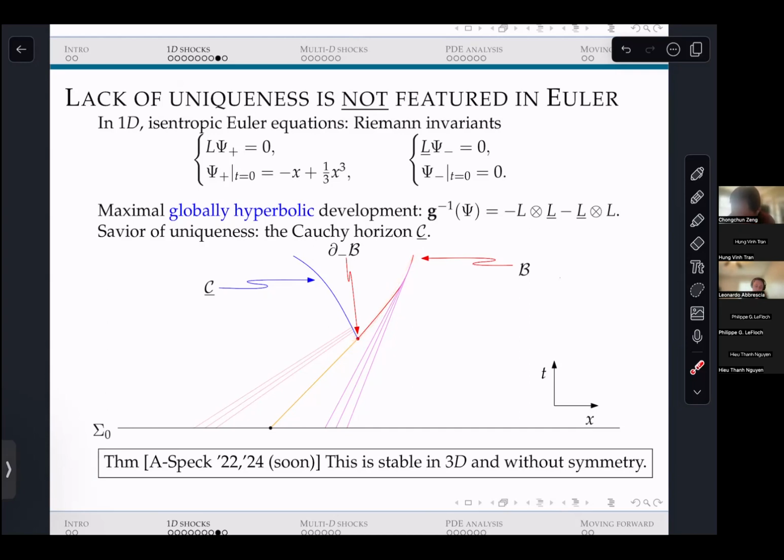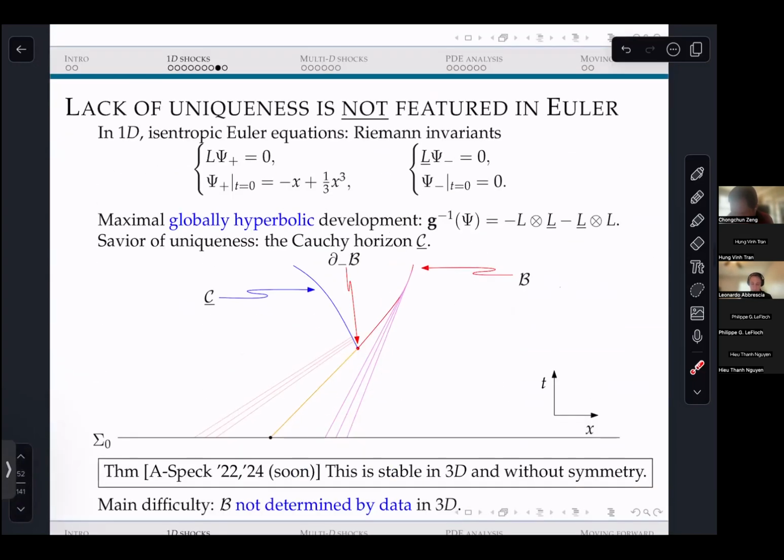We have not finished, but are working very hard to finish the construction of the Cauchy horizon. There are more delicate issues that I can talk about later if we have time. But nevertheless, I want to emphasize what is the main difficulty. Why did it take, from 1860, the world of Riemann in 1D, all the way until 2022 to understand this picture? The main difficulty is that the singular curve, which I wanted to plant that seed for you for Burgers, which was determined by data completely in one dimension, is no longer the case in 3D.